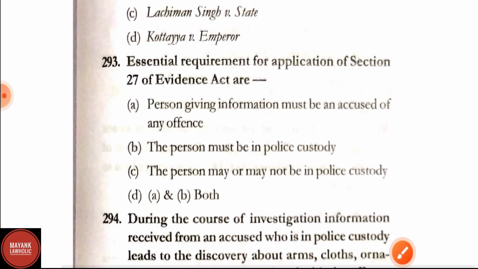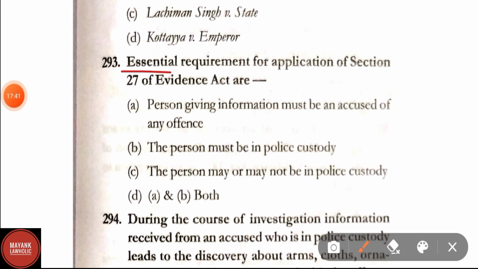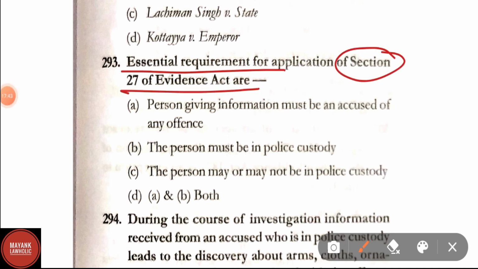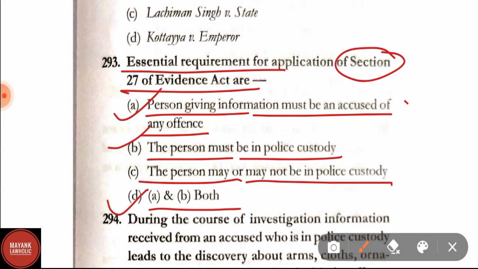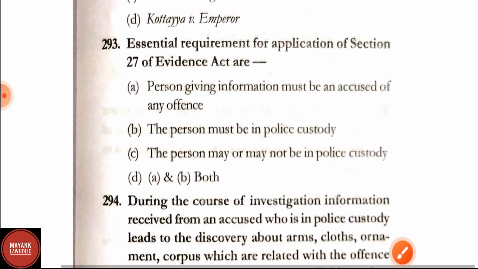Question number 293. Essential requirements for an application of section 27 of the Evidence Act are: A, the person giving information must be an accused of any offence; B, the person must be in police custody; C, the person may or may not be in police custody; D, A and B both. Here the correct answer is option D, that is A and B both. The person giving information must be an accused of any offence, and the person must be in police custody.